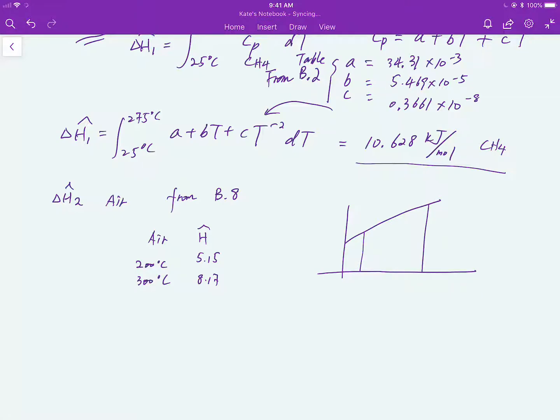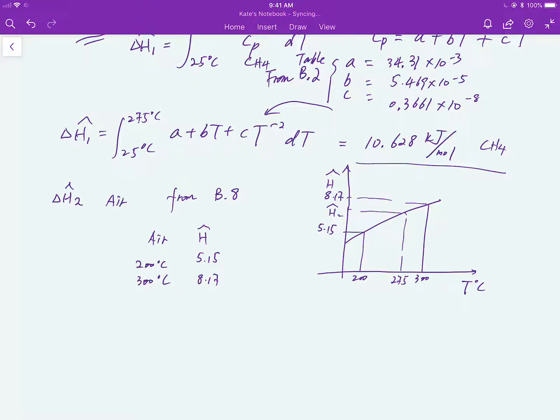and we can simply draw a curve like that, starting from 200 to 300. These are the values I can find on the table, because I'm looking for 275, which is unknown. My y-axis is h hat. The x-axis is temperature in degrees Celsius. At 300 we have 8.17. At 200 I have 5.15, and at 275 we don't know. That's what we're looking for.